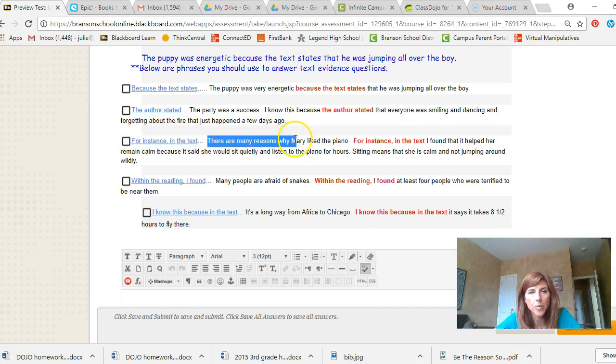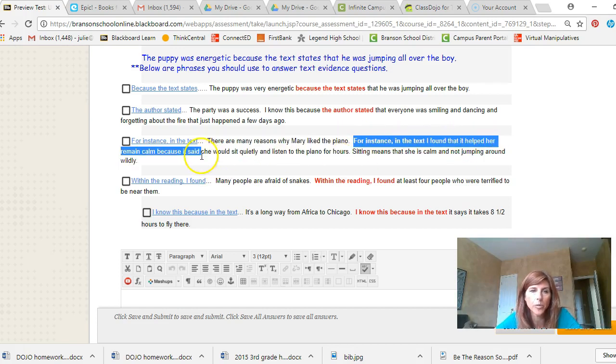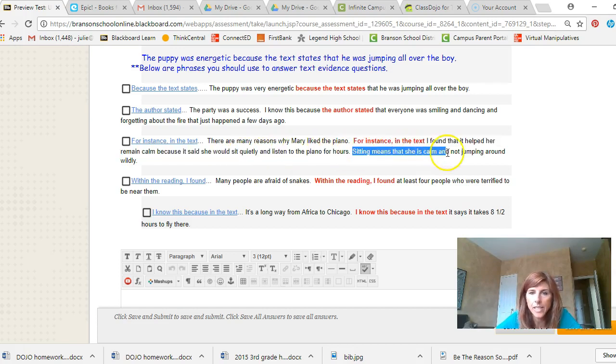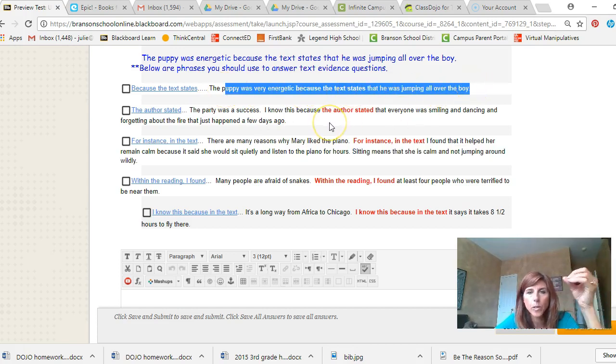So there are many reasons why Mary liked the piano. For instance, in the text, I found that it helped her remain calm because it said she would sit quietly and listen to the piano for hours. Sitting means that she is calm and not jumping around wildly. That's a fantastic answer. So here, this was 1, 2, 3 sentences long. The more information you add to explain, the better your answer is going to be. Up here, there were 2 sentences. This first one was only 1. So use as many sentences as you need in order to explain your answer.